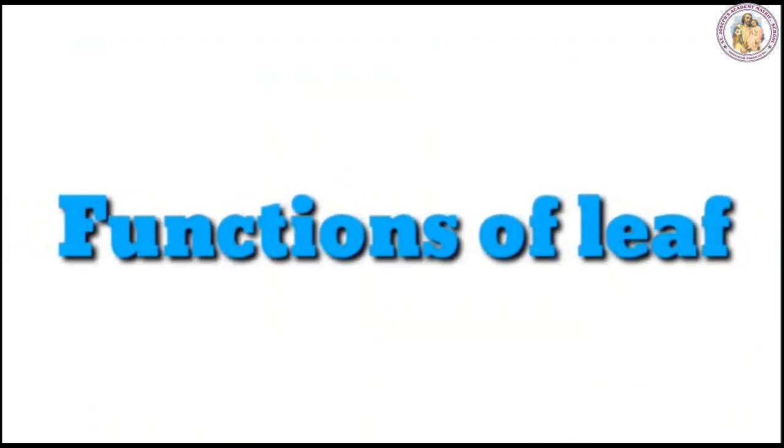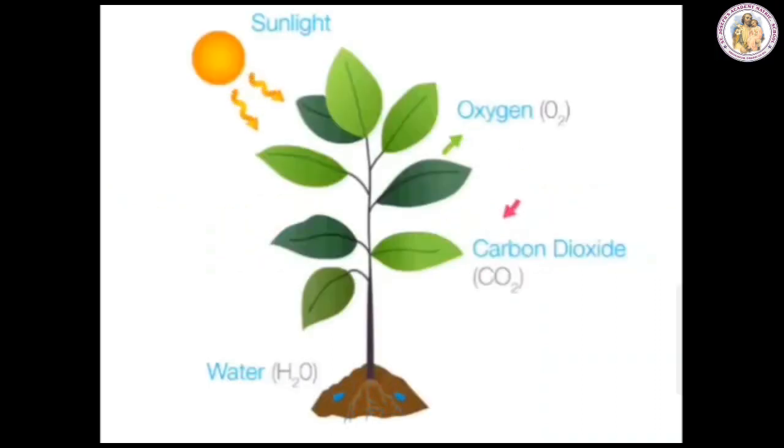Functions of leaf. Leaf prepares food for the plant with the help of water, carbon dioxide, and in the presence of sunlight and chlorophyll. This process is called photosynthesis. Hence, it is called the food factory of the plant.